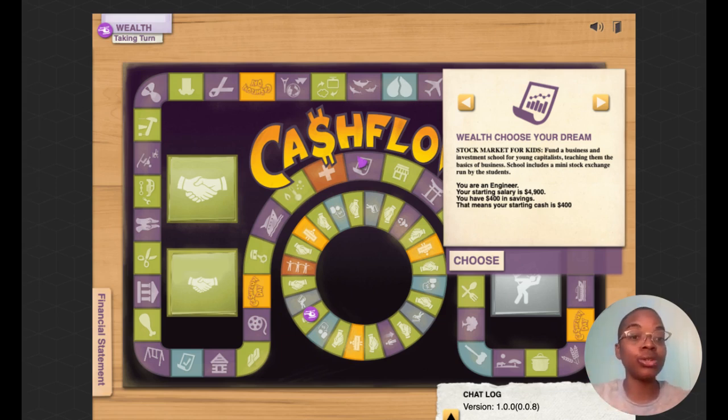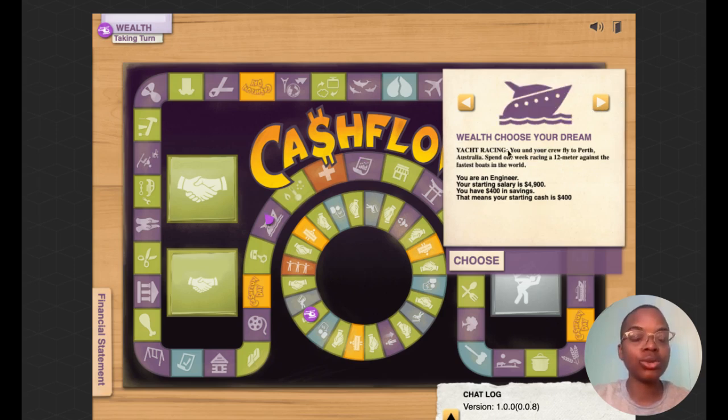What is your goal? Some of the dreams you can choose from right here are stock market for kids, a fund for business and investment, a school for young capitalists. You can also do a yacht racing dream. There's a ton of different ones: a film festival, private fishing. You can run for mayor.